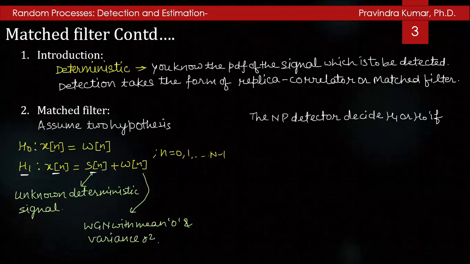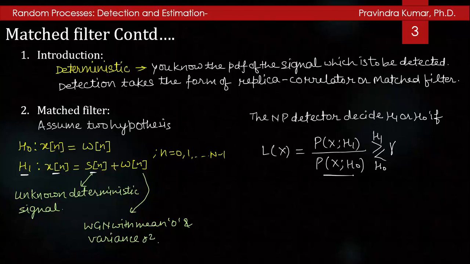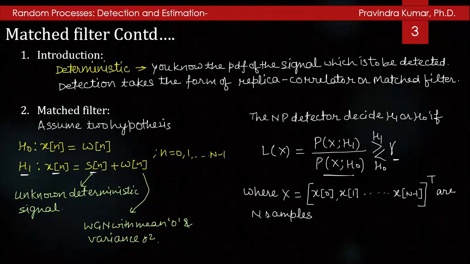Here s[n] is a known deterministic signal, and w[n] is white Gaussian noise with mean 0 and variance sigma square. The NP detector decides H1 or H0 by comparing the likelihood ratio, meaning the PDF under hypothesis H1 divided by the PDF under hypothesis H0, with a threshold value gamma, where X is x[0], x[1] to x[N-1] transpose, the N samples. This is the vector X, and the PDF under each hypothesis will be as follows.